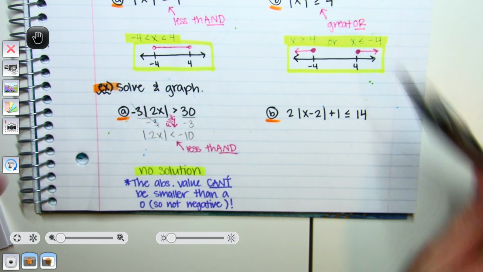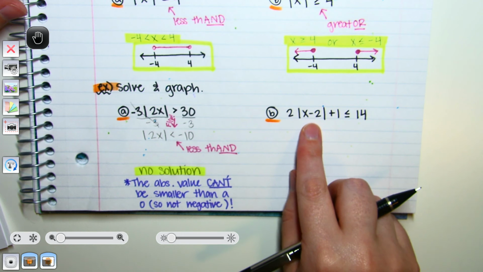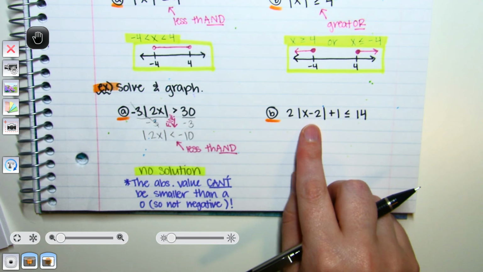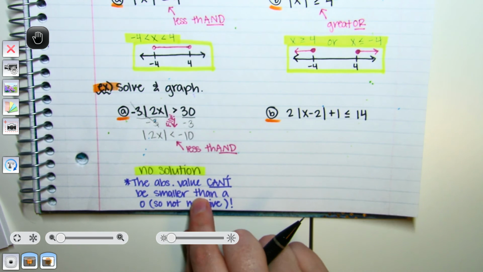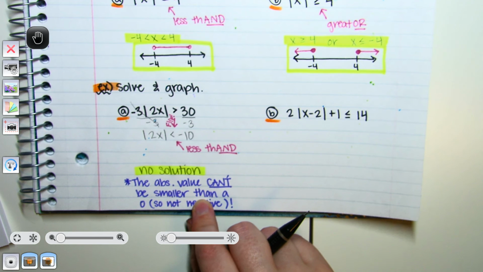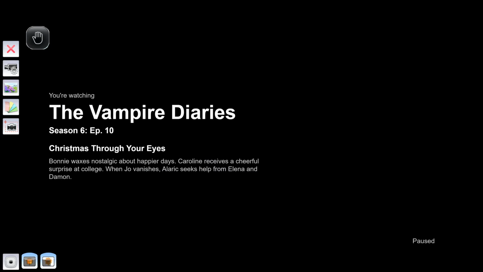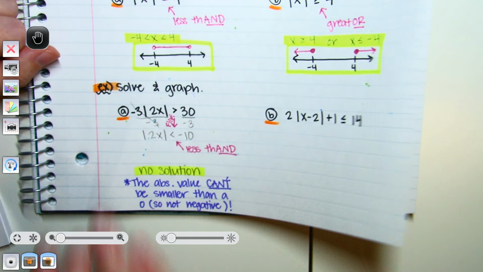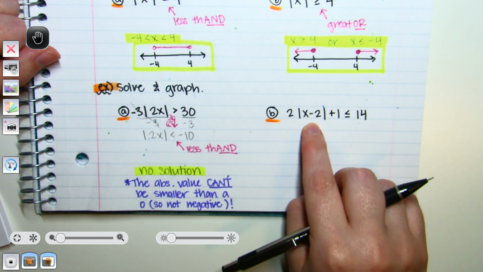Let's look at a different example. Part B. Oh, by the way, for this one, since it's no solution, that means we have nothing to graph because nothing is a solution, so we physically have nothing to put on a graph. For this one, now I want to get my absolute value by itself.